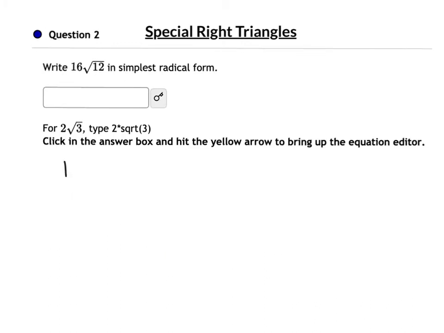On question 2, 16 root 12: the largest perfect square that divides evenly into 12, it has to be a perfect square, is 4. I'll rewrite 16 root 12 as 16 root 4 times 3. I can't take the square root of 3, but I can take the square root of 4. When I take it out front, I know there's times right here. The square root of 4 is 2, so the 2 goes out, and I multiply, and it becomes 32 root 3, or 32 radical 3.